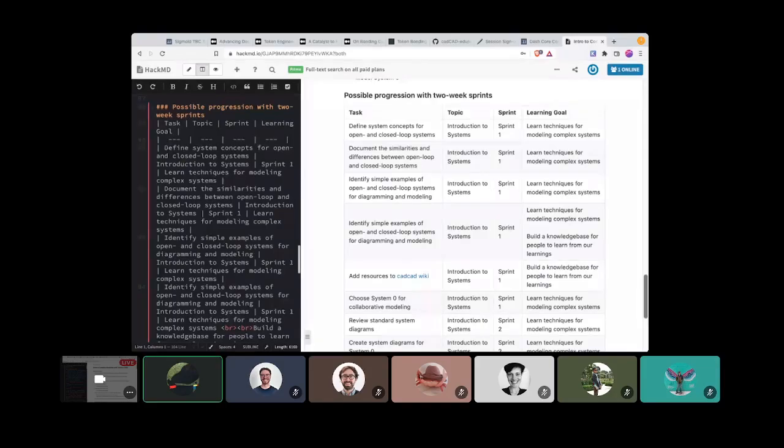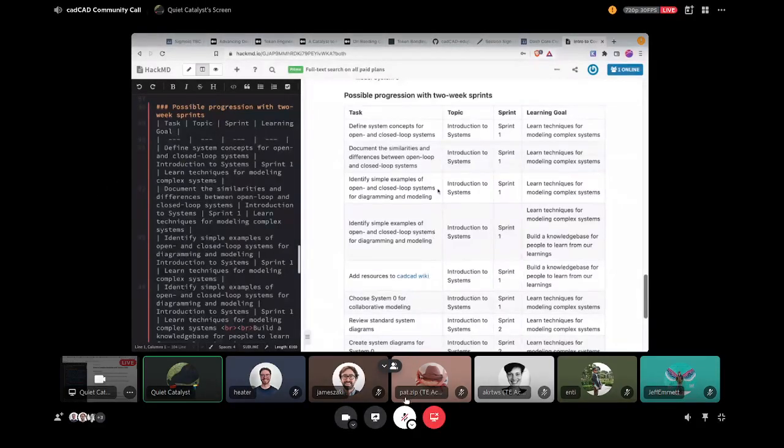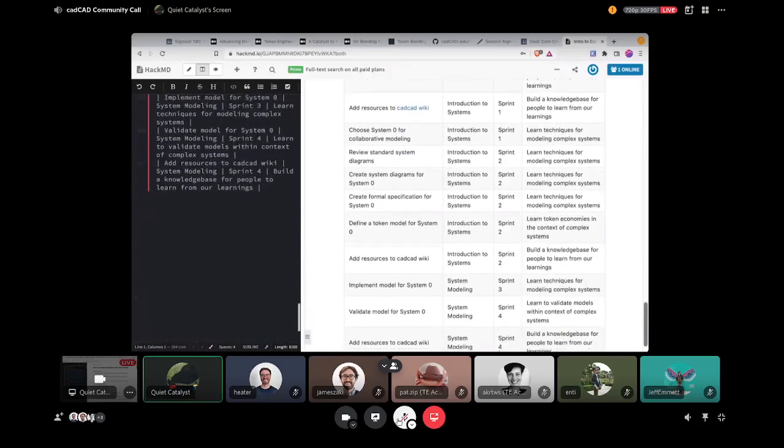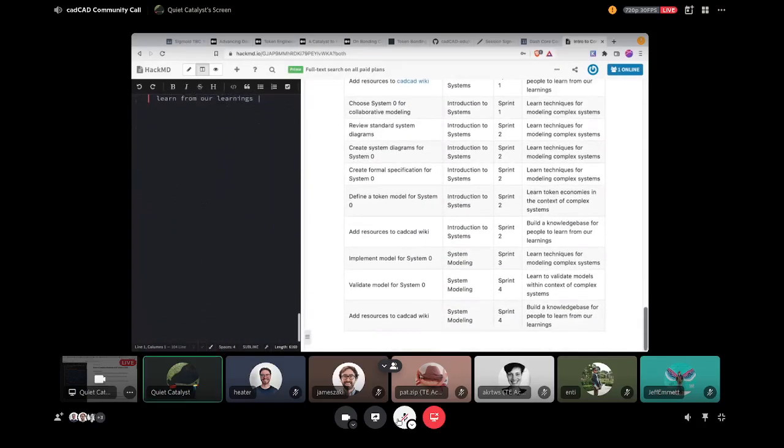And a general arc along the sprints is thinking that they would be 2-week sprints. And at the end of 2 weeks, it would be great if we can have an expert join the study group call to give feedback on the result of the sprint. And so in the first sprint, it would be around defining systems and diagramming them. In the second sprint, we would move through system diagrams into specification for a model.